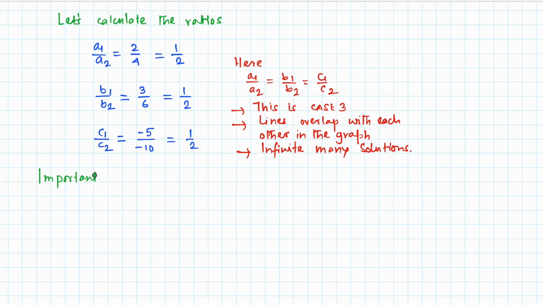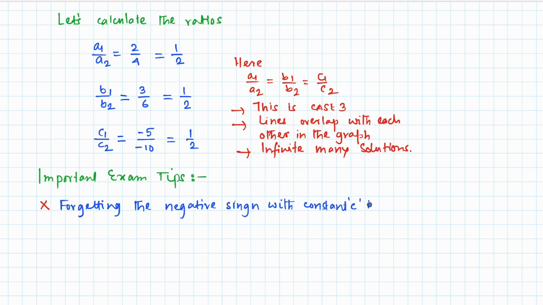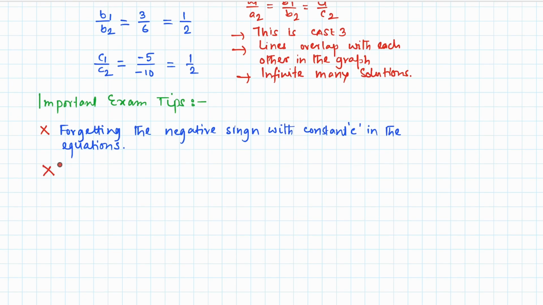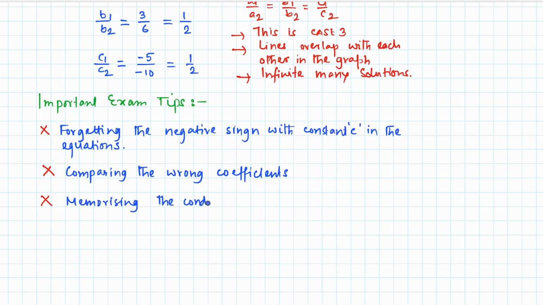Now, some important exam tips that students should keep in mind. What are the don'ts we should follow? Forgetting the negative sign with the constant c in the equations. Then comparing the wrong coefficients, which will generate wrong interpretations. So we should keep that in mind carefully.